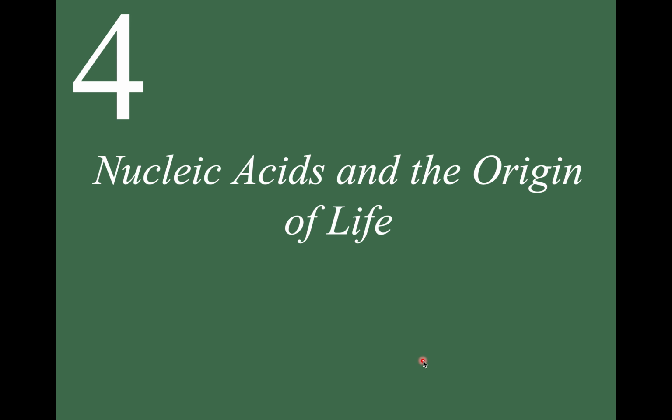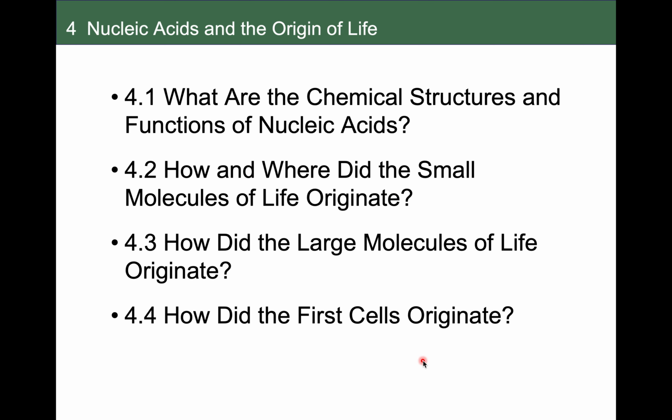We're going to talk about Chapter 4, which is all about structure and function of nucleic acids. And then at the end of the chapter, it speculates a little bit about where some of these large molecules that we've been talking about, the macromolecules, originated on early Earth, and speculates a little bit as well about how some of the first cells could have potentially originated.